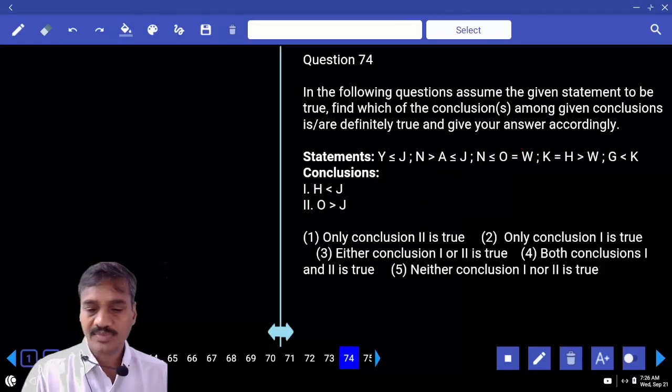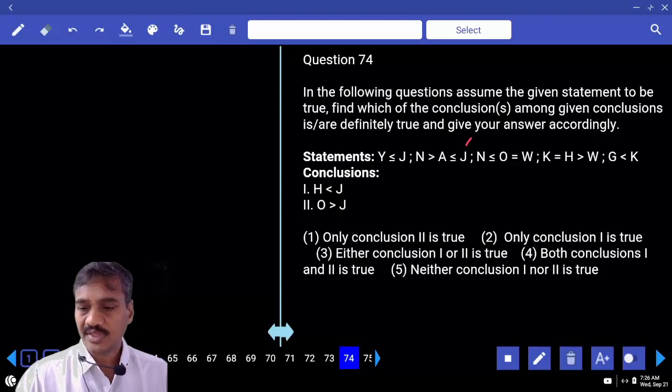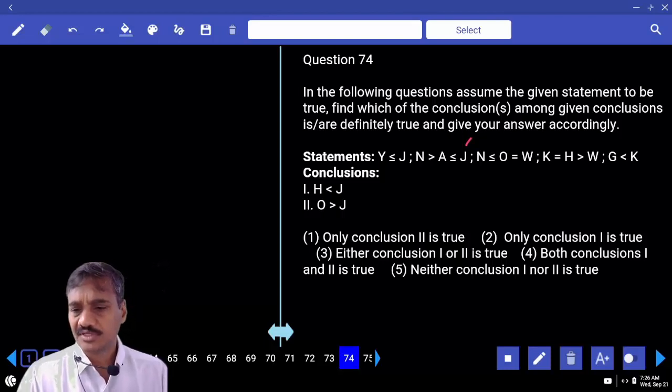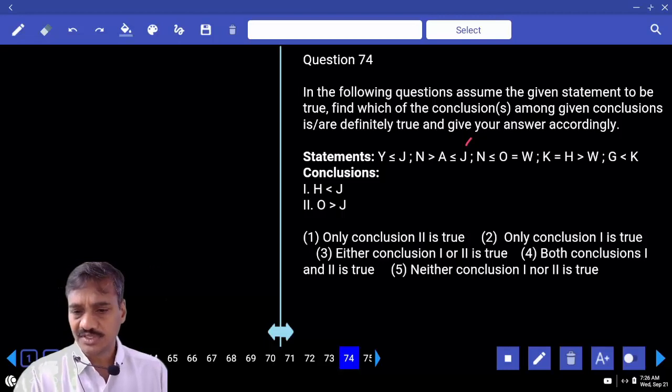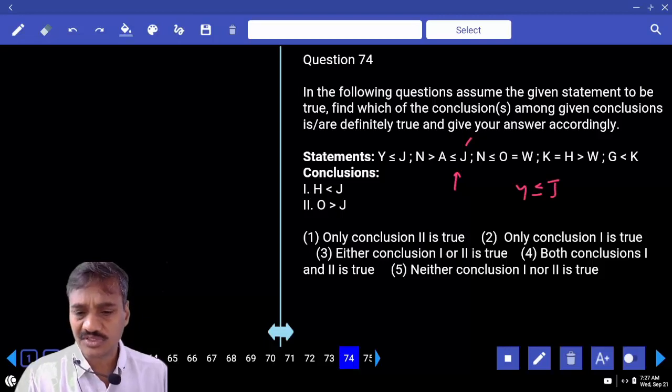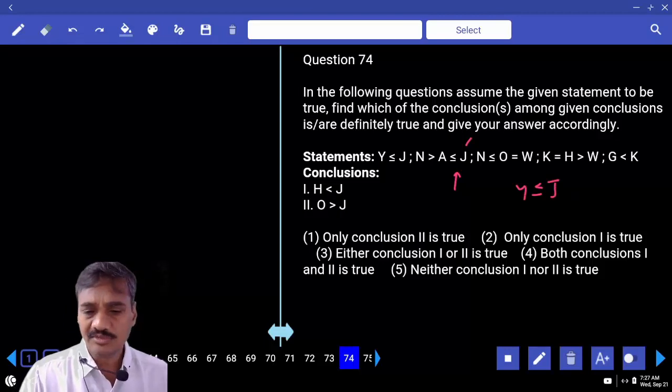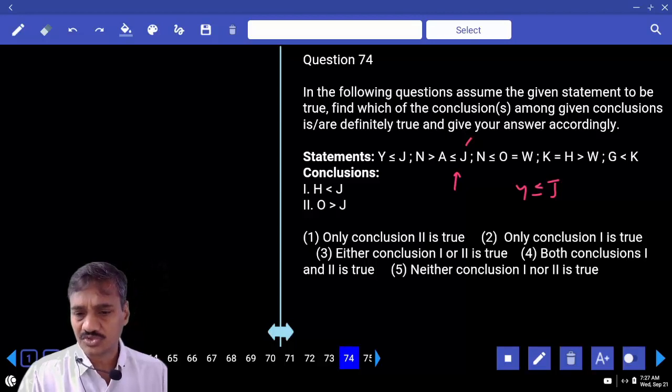Then 74, and the relation between H and J. Now J is here and H is here. K equals to H, and the relation between H and J. K equals to H, in the same place of H we can write it as K. H and J, J is here. Since J is here, is there any relation with J? J to Y, Y lesser than or equals to J. There is no relation, no link between these two. Is there any chance that we can connect H and J?